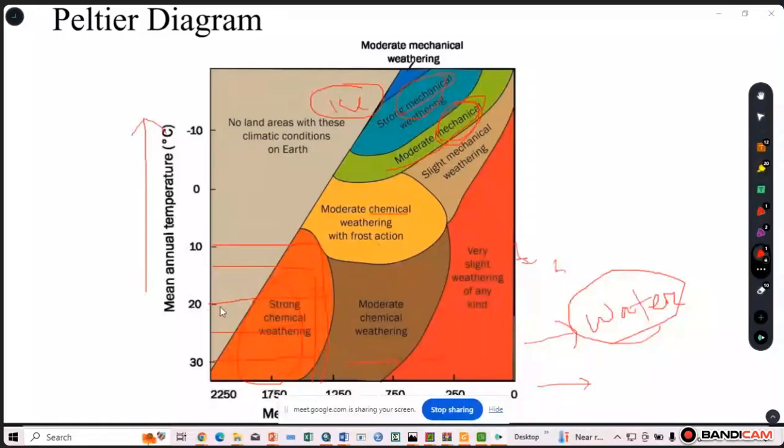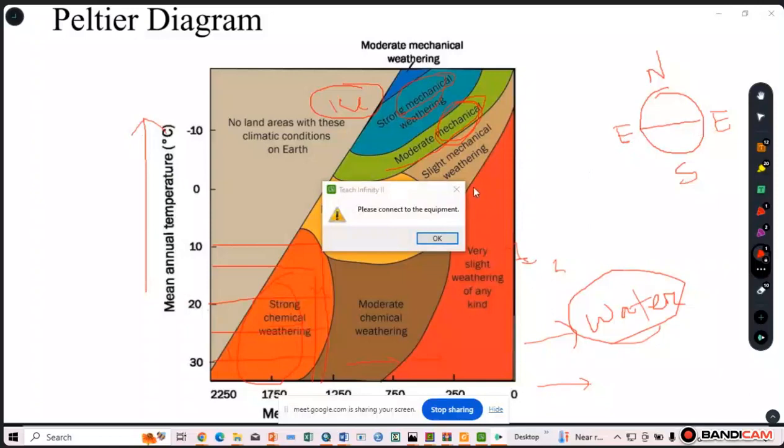Suppose this is our Earth, na? This is the equator, this is the South Pole, and this is the North Pole. So you can say the strong chemical weathering happens in which field? Anybody can say? Is it the equator?